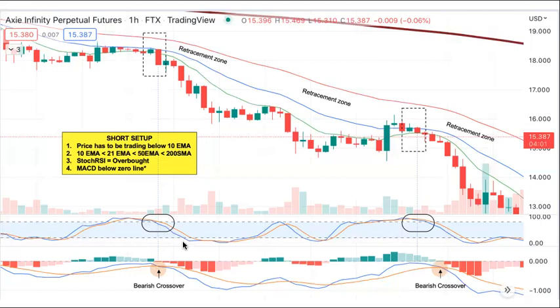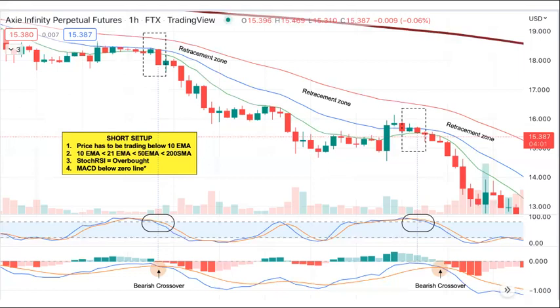This is how I trade, guys. As traders, we want to trade with the odds on our side. So the more confirmations that are on our side, the more odds are on our side. In other words, our chances of winning are higher. If my chance of winning is not high, I won't trade.